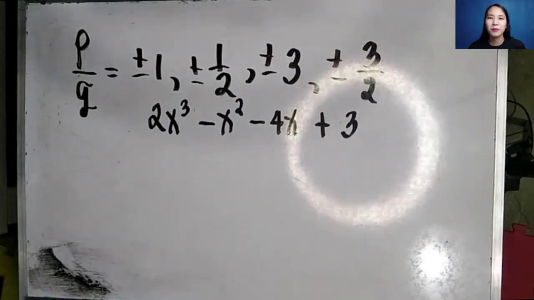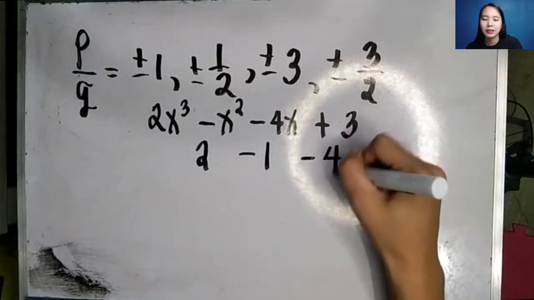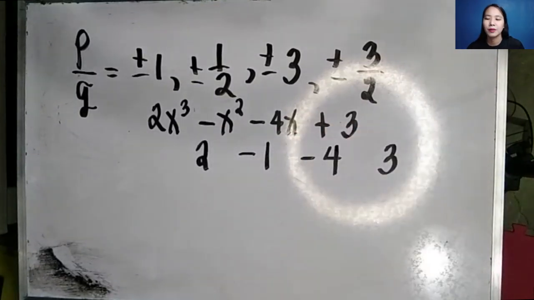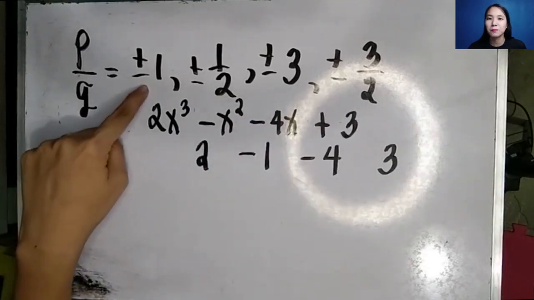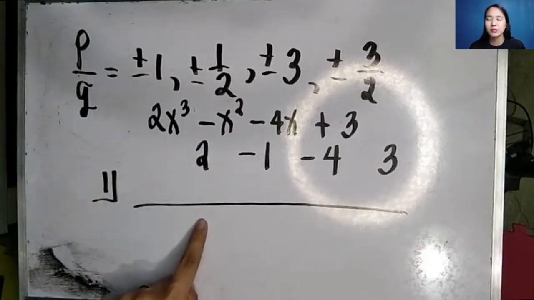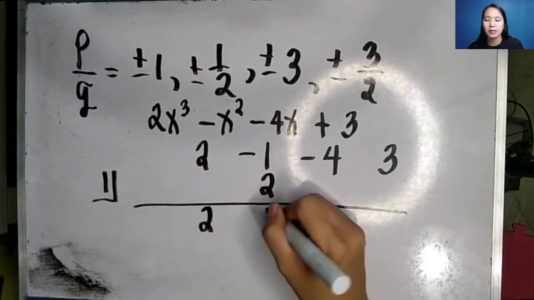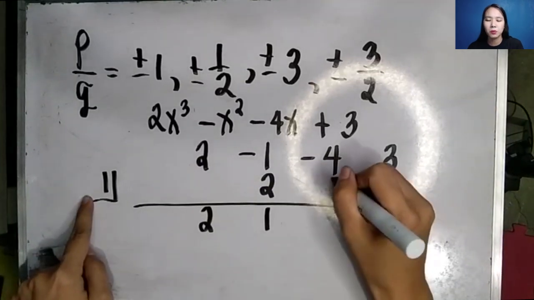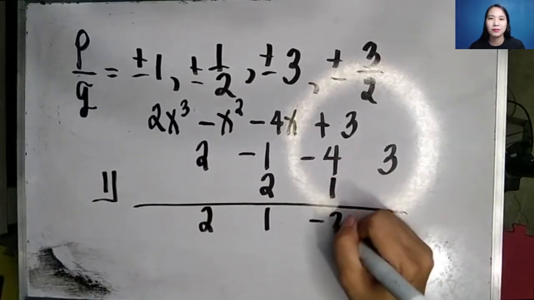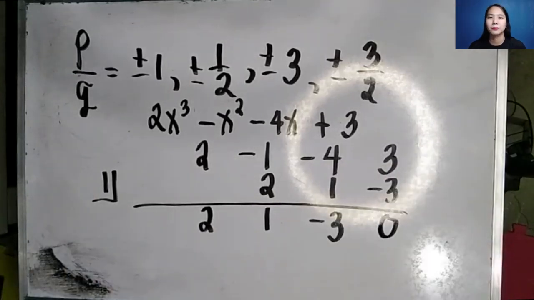Let us get our numerical coefficients and place them in the first row. So we have 2, negative 1, negative 4, and positive 3. Among our possible rational roots, let us use positive 1 first. We bring down the first number 2, multiplied by 1 is 2, plus negative 1 is positive 1, times 1 is 1, plus negative 4 is negative 3, times 1 is negative 3, and the sum would be 0.